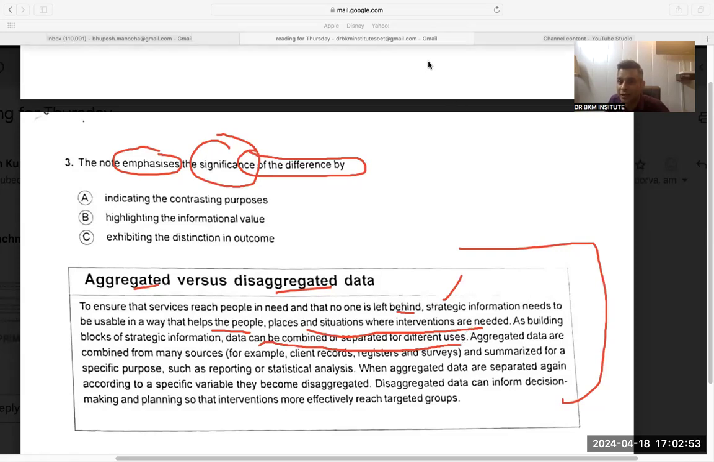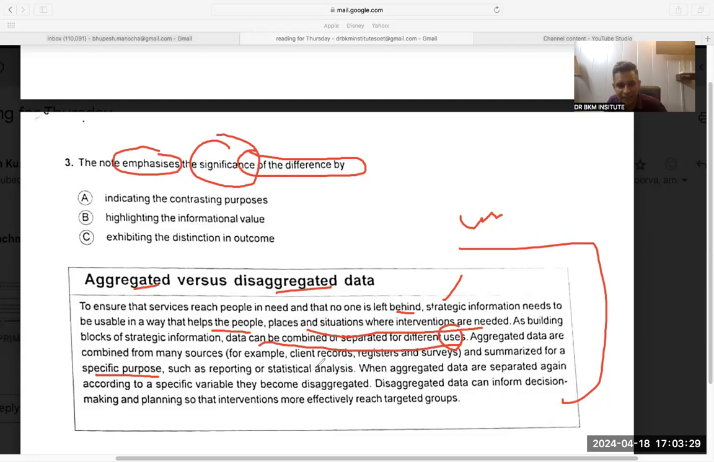That means they are talking about the different uses of the data. Please understand, data can be combined or separated for different uses. That means they are trying to differentiate this data, aggregated and separated, by its usage. Usage is the main word. Aggregated data are combined from many sources and summarized for a specific purpose. That means aggregated data is used for a specific purpose.